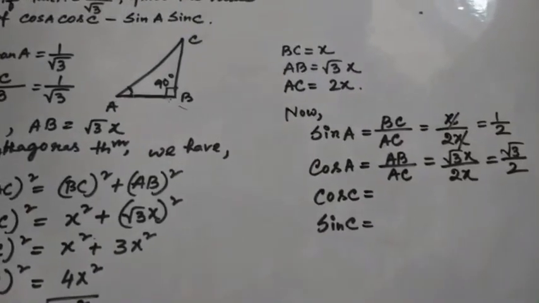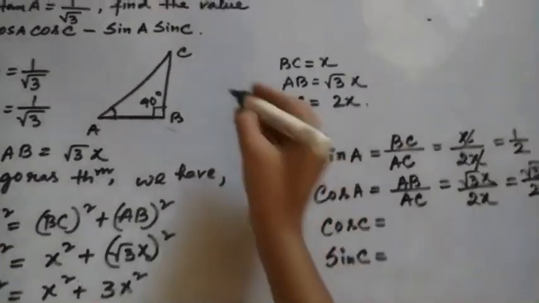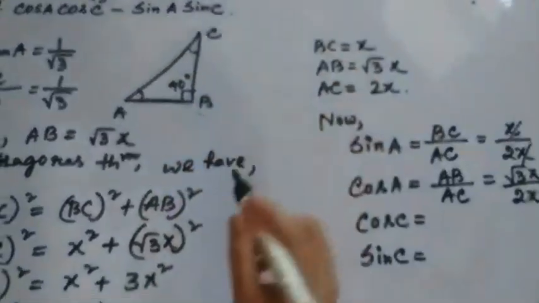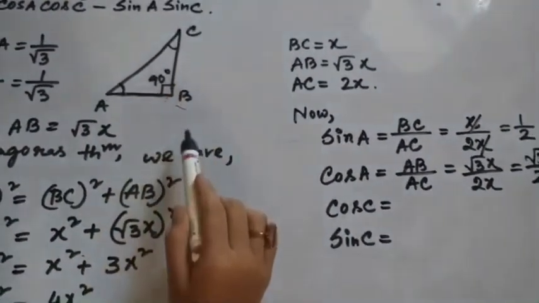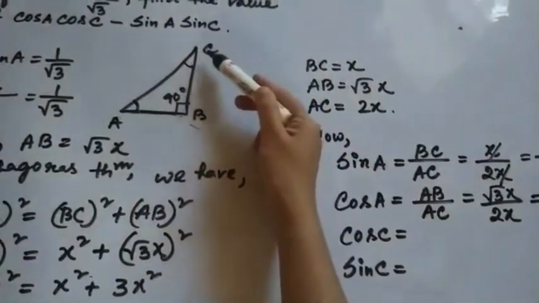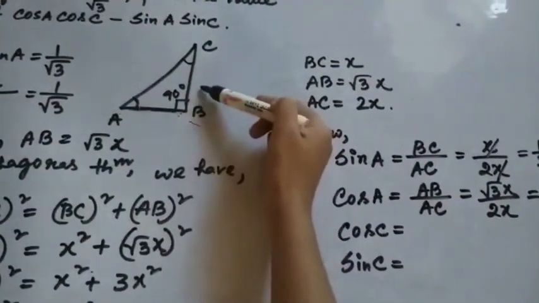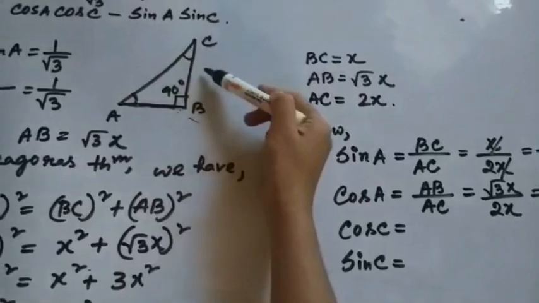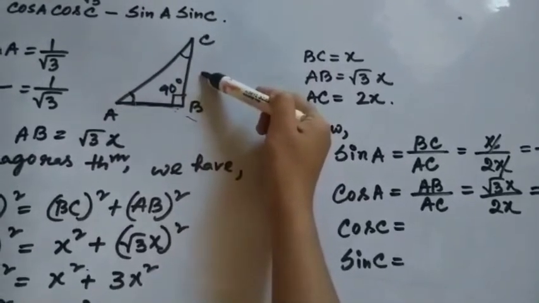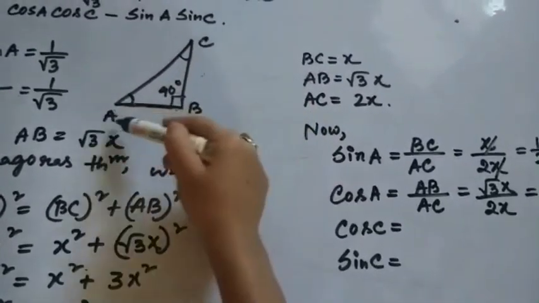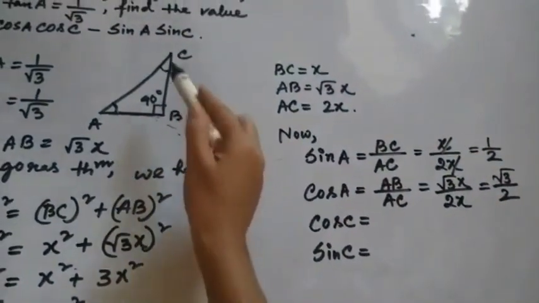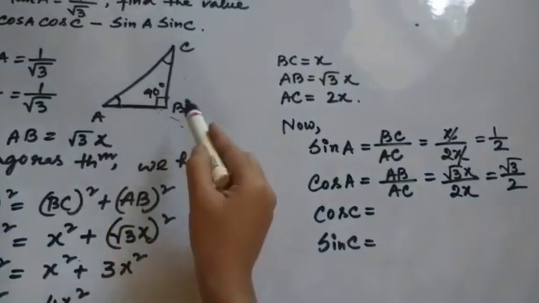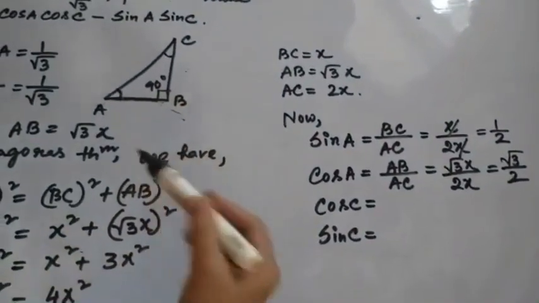Next cos C. Now we need to see angle C. So according to angle C, BC will be the adjacent side of angle C. That means this will be base and AB will be the perpendicular. So see, when the angle will be changed, that time the perpendicular and the base will be changed.